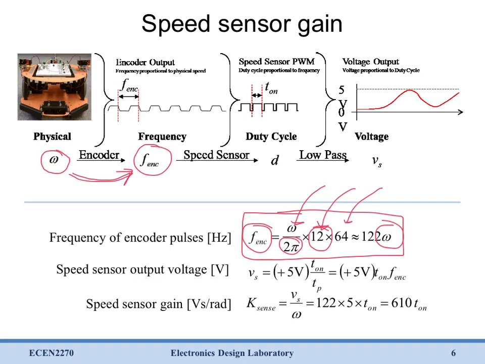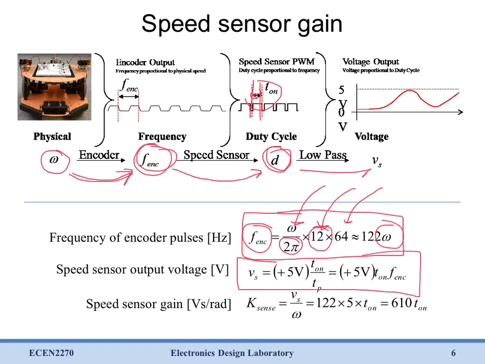Now our speed sensor circuit, our 555 based speed sensor, then takes that encoder frequency and generates some duty cycle based on our on time, which we solved for previously. Now we can relate this encoder frequency to the duty cycle or the on time with this equation down here, and that's after we've low passed it with our RC circuit. So now we have a relation between Vs and encoder frequency.